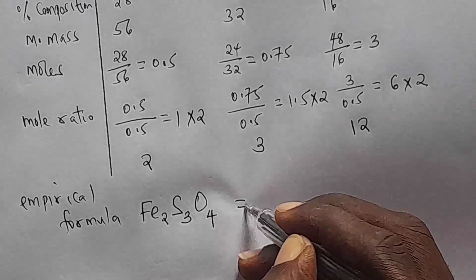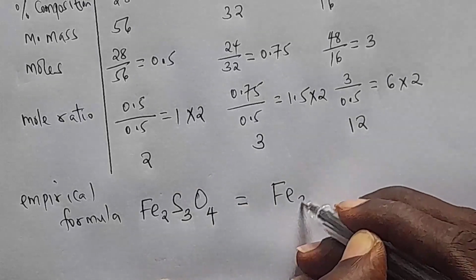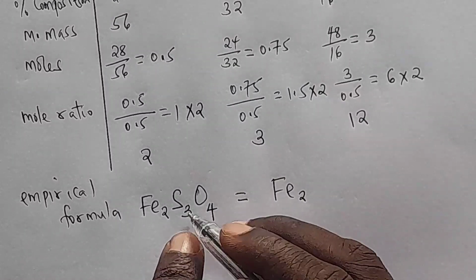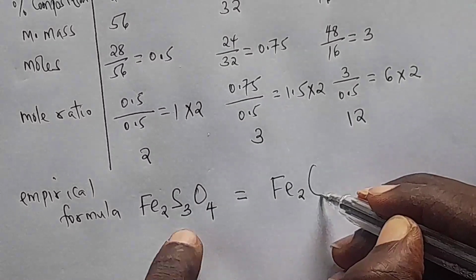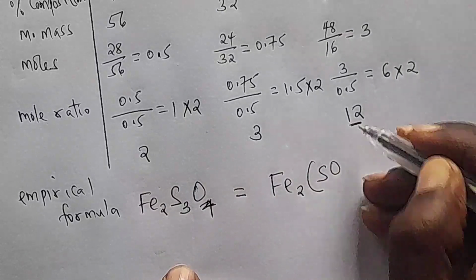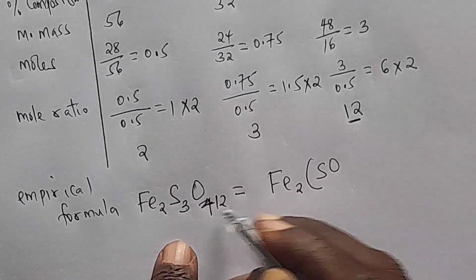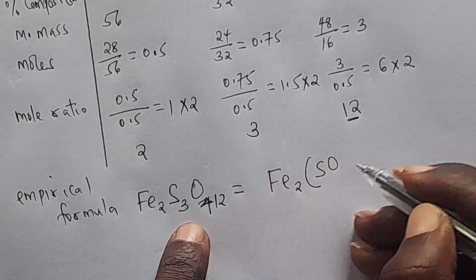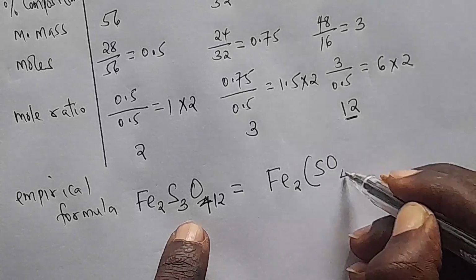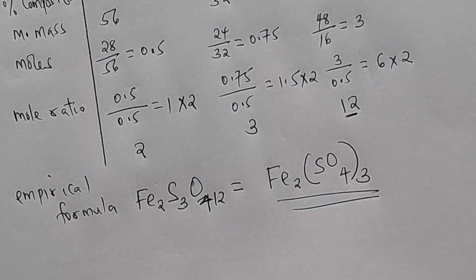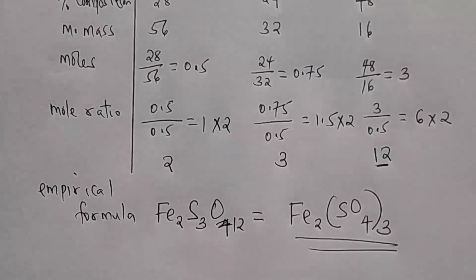So this can be written Fe2, then here we have 3 as our common factor. Sorry, here it is not 4, it is 12. So we can take out the common factor of 3, then I'm supposed to have SO4, then in bracket, then I put the 3 down. That's iron(III) sulfate, Fe2(SO4)3. So that will be the end of our lesson.